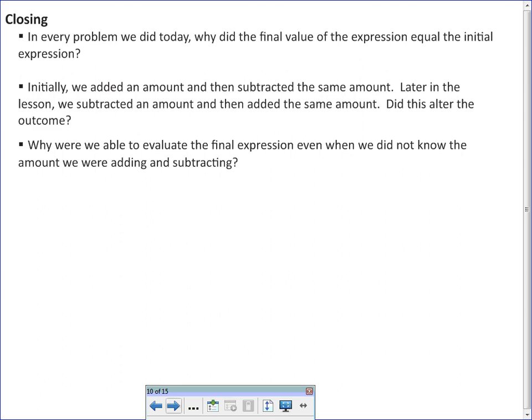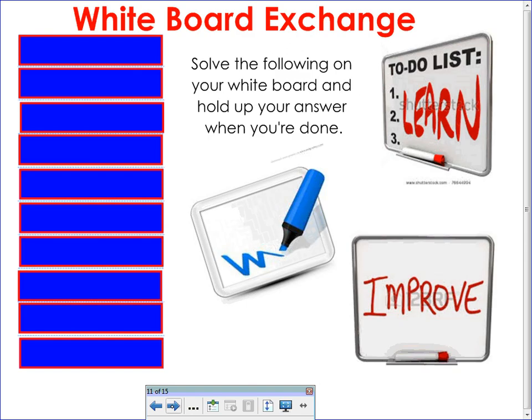So in closing, the final value of the expression equaled the initial because we took away and added, or added and took away the same value. Okay? So right now we're going to do a little bit of review. So I'm going to stop the recording and ask everybody to take out a dry erase pen, an eraser, and a dry erase board.